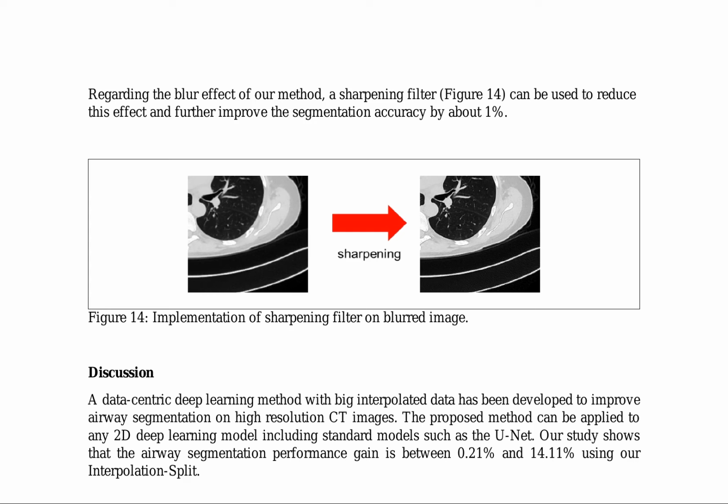Achieving performance gain increases of between 0.21% and 14.11%. Notably, this approach excels in 3 key aspects of airway segmentation. 1. Connectivity between airway segments. 2. Airway wall segmentation accuracy improves. And 3. Bronchi and bronchiole segmentation detection improves significantly. Furthermore, employing the ensemble learning strategy merges segmentation data across varying interpolation ratios, yielding significant connectivity improvement.